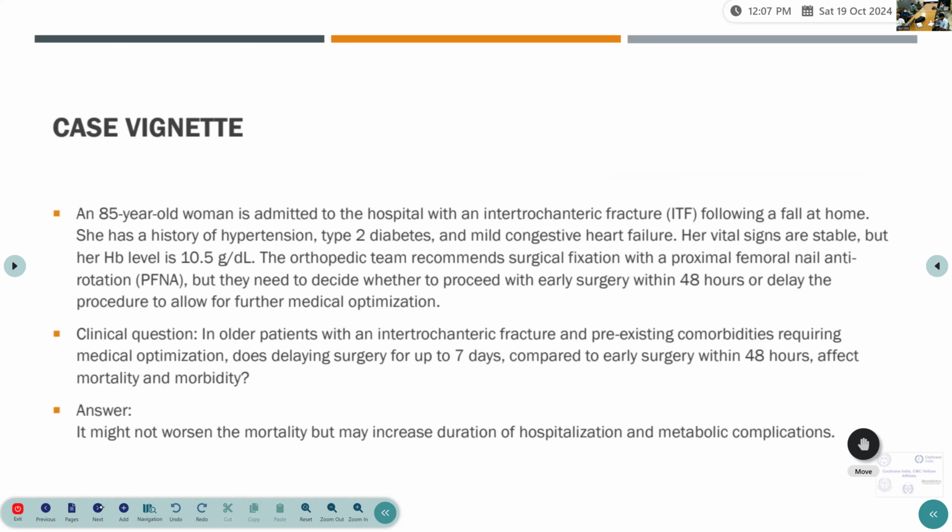So our 85-year-old lady who had come with an IT fracture, the question was whether delaying surgery for up to 7 days would worsen her mortality and morbidity. So based on this study's data, it might not worsen the mortality, but may increase duration of hospitalization and metabolic complications. So that's the end of my presentation.